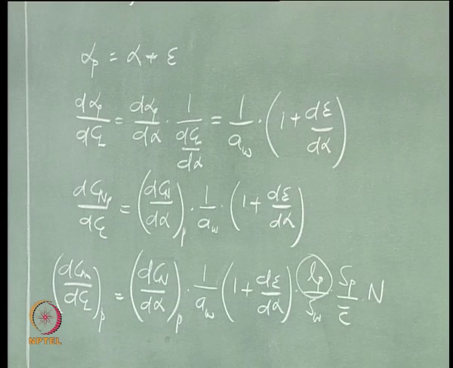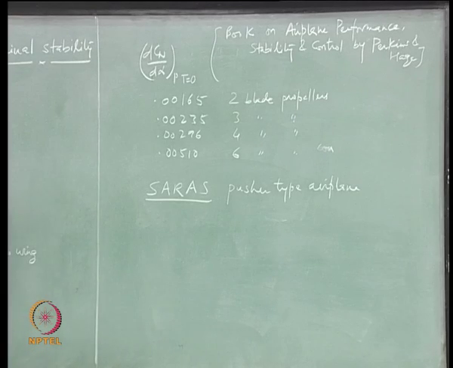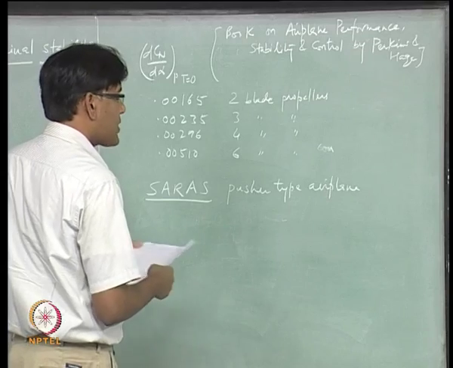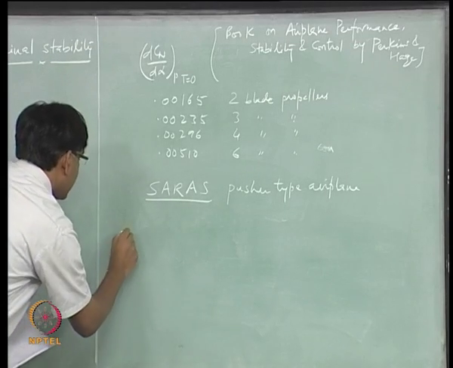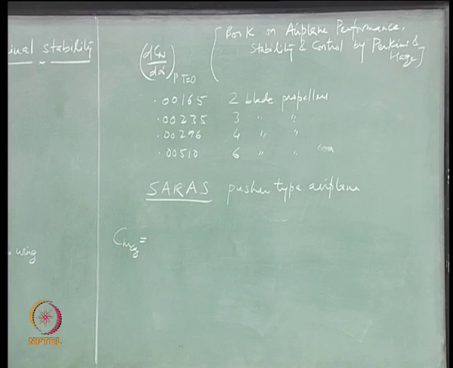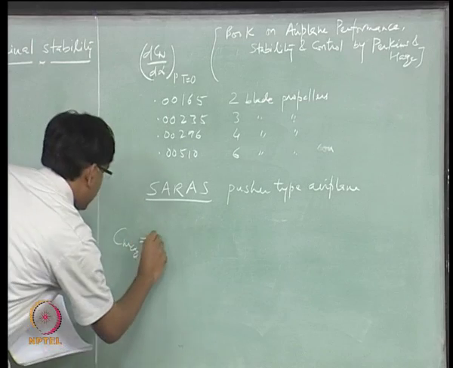Okay, so this is the direct effect. The indirect effect is, so if I want to write the complete pitching moment about the aircraft CG due to every component, then it is something like this.